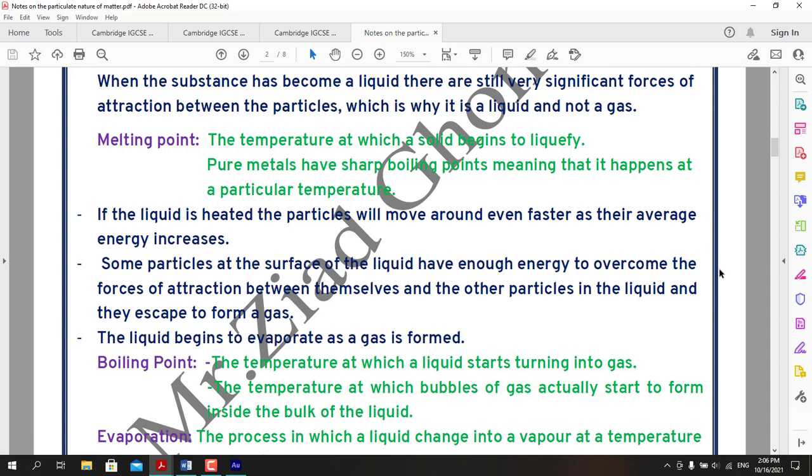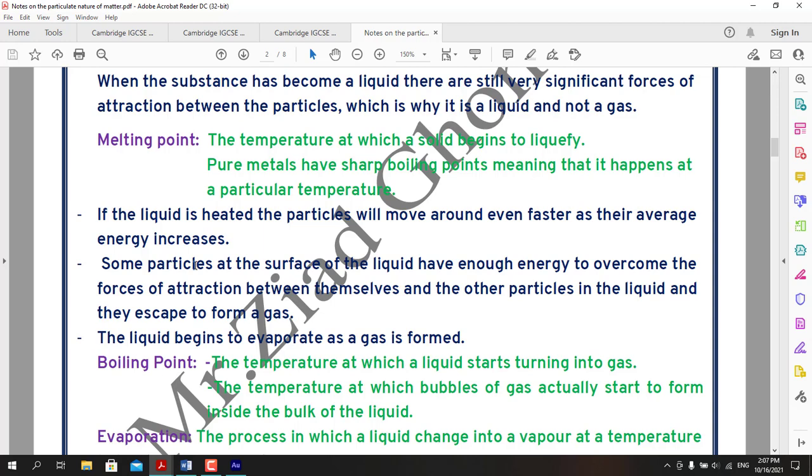Now, to heating that liquid. So we heated the solid until we reached the melting point and it turned into a liquid. Now we're going to heat that liquid. So if this liquid is heated, the particles will move around even faster as their average energy increases. Some particles at the surface of the liquid have enough energy to overcome the forces of attraction between themselves and the other particles in the liquid, and they escape to form a gas.